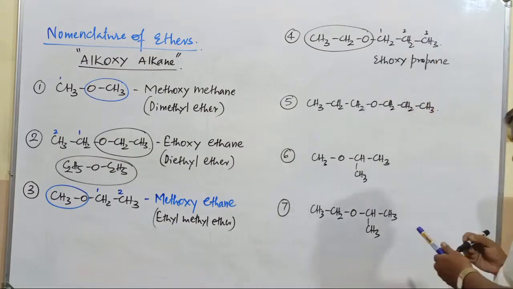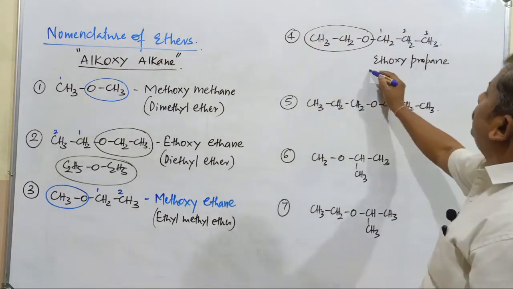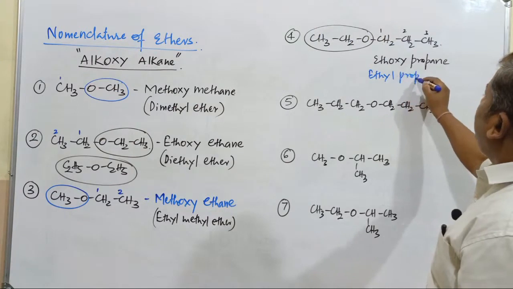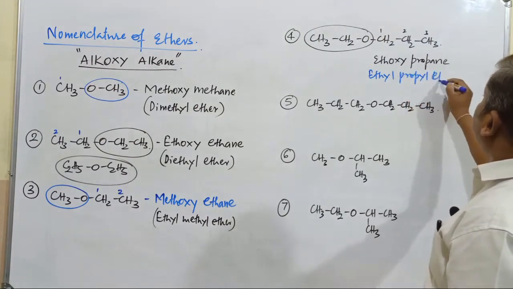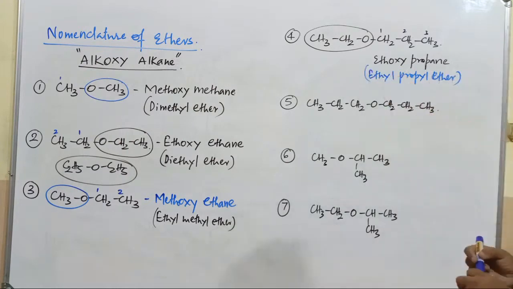What's the common name of this molecule? This side is the ethyl group, this side is propyl. Now it is called ethyl propyl ether. Ethyl propyl ether. That is the common name of this compound.